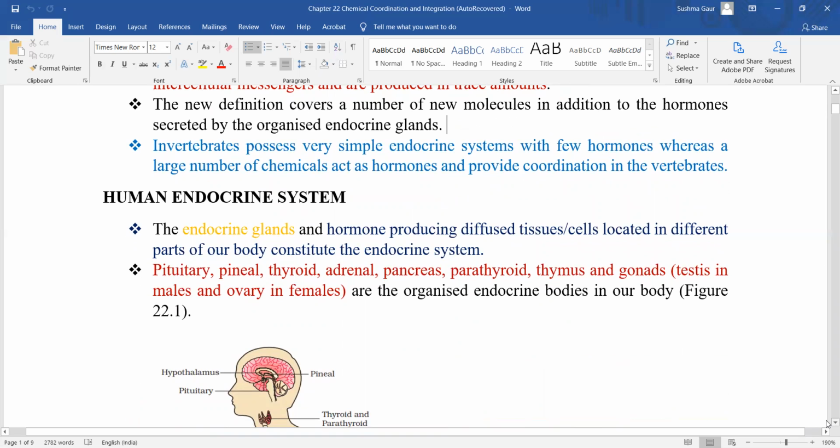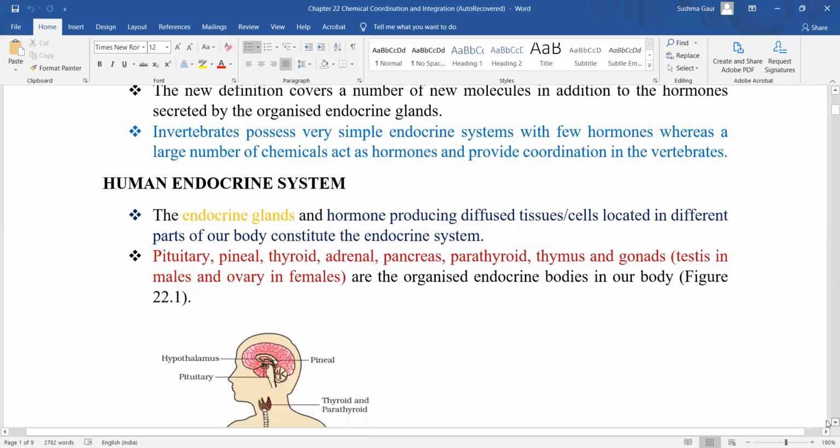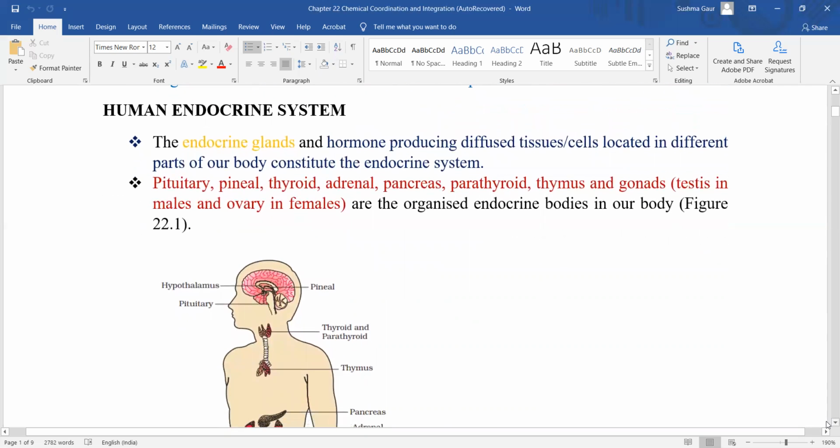Okay. So in case of invertebrates, a very simple endocrine system is present. Only a few hormones will be members of this endocrine system. But in case of vertebrates, a large number of chemicals act as hormones, and they perform different functions.